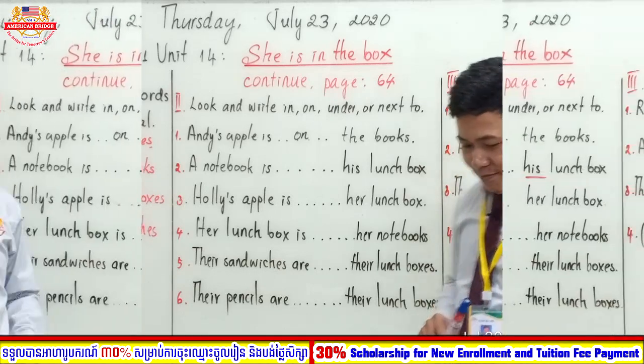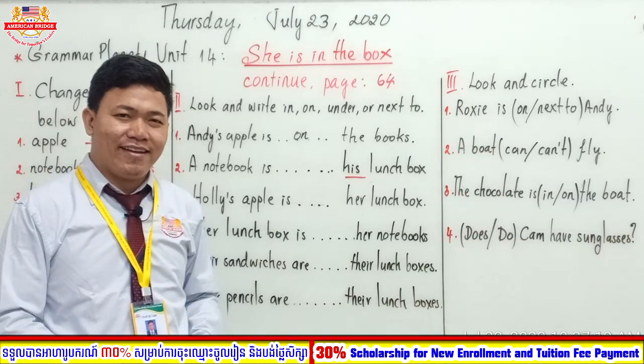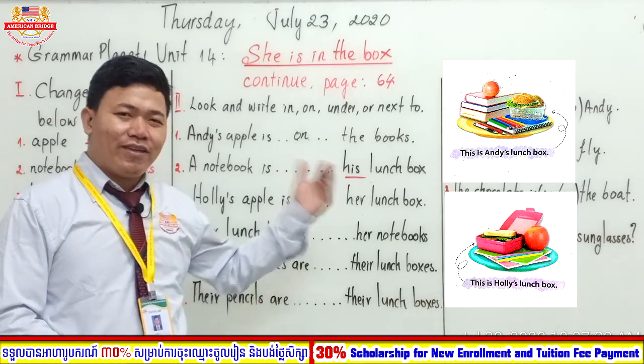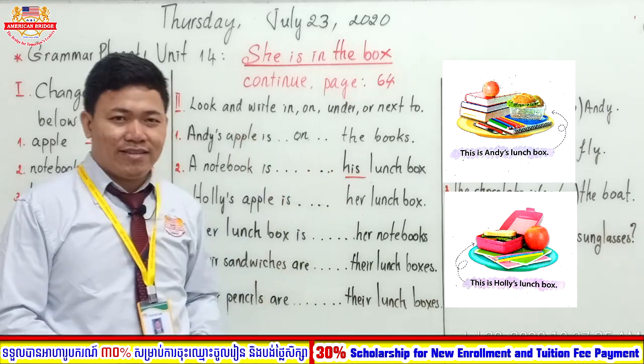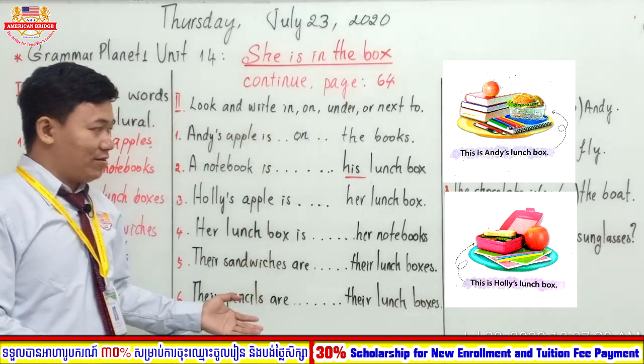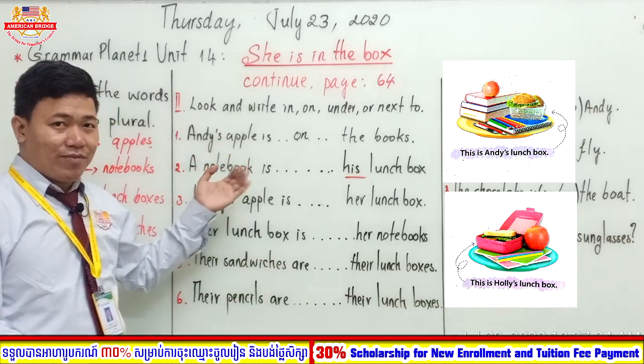Let's start. Okay, everyone, welcome back. So now it's time for us to check the answer together. So this picture is for Andy and this is for Holly. You need to look at these two pictures and reflect on our exercise by using prepositions of place to fill in the blanks. So the first one is done for you and the rest you need to do by yourself.